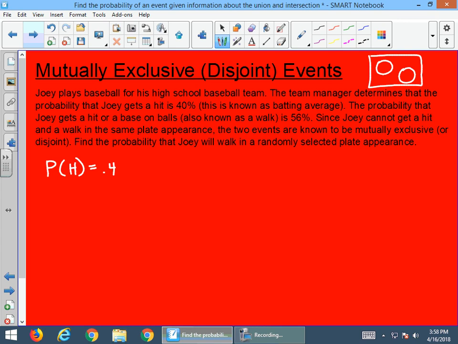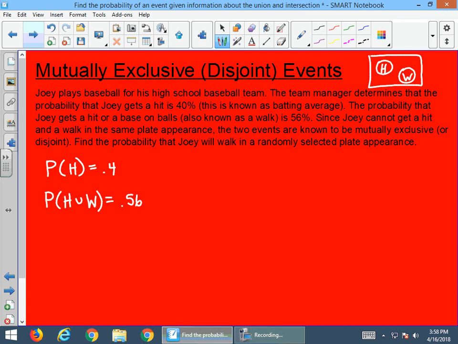That would be 40%. It says the probability that Joey gets a hit or a base on balls, which is called a walk, so the probability that he gets a hit or a walk, which is what they call on-base percentage, is 0.56, 56% of the time. Since Joey cannot get both a hit and a walk in the same plate appearance, these two events are going to be mutually exclusive. So it would look like this. This could be the probability of getting a hit, and these could be all of my walks.